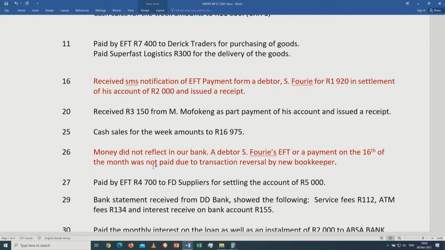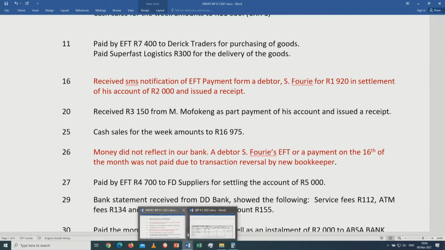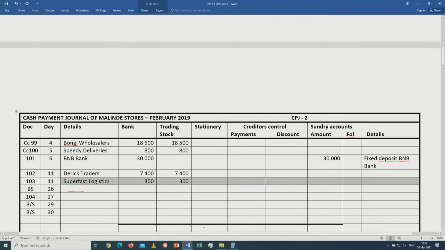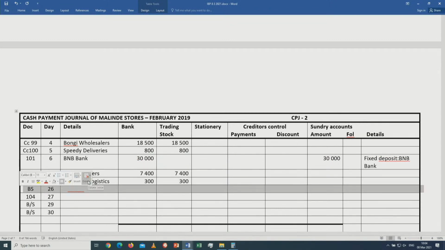You do not record it at all, because once you have received an SMS notification, it doesn't mean the payment is already in your bank. You need to have a proof of payment, and it must reflect on your bank statement. So I have purposefully left this transaction for you so that you do not make a mistake like that one. You don't go to your journals, you don't record this transaction at all.